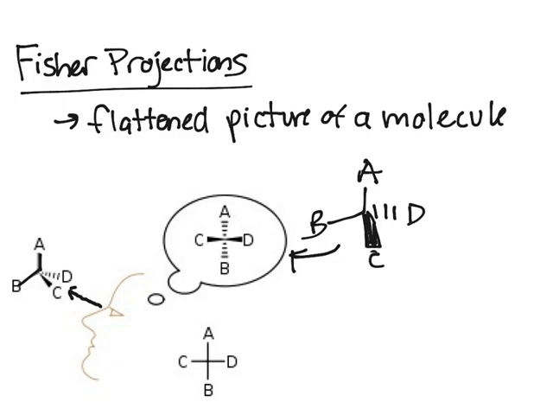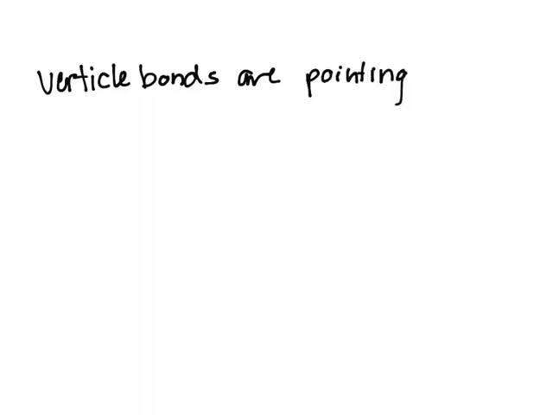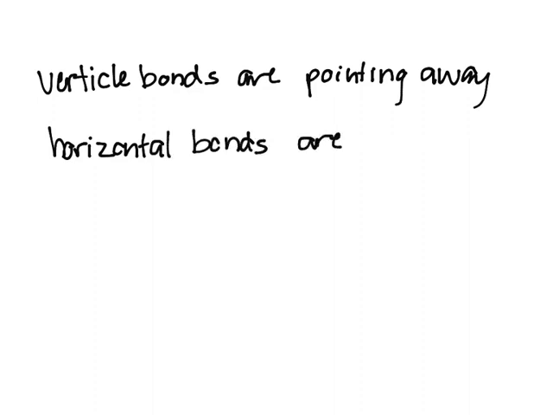And so, as you can see, the horizontal lines, C and D, are pointed at you, while A and B are pointed away from you. And so, a Fisher projection. In the end, this molecule, if you're looking at it, pretend this is an eye. Looking at it from down there, you're gonna get a Fisher projection that looks like this: A, B, C, D. And so what does that mean? Well, essentially, the vertical bonds are pointing away from you, and horizontal bonds are pointing at you.